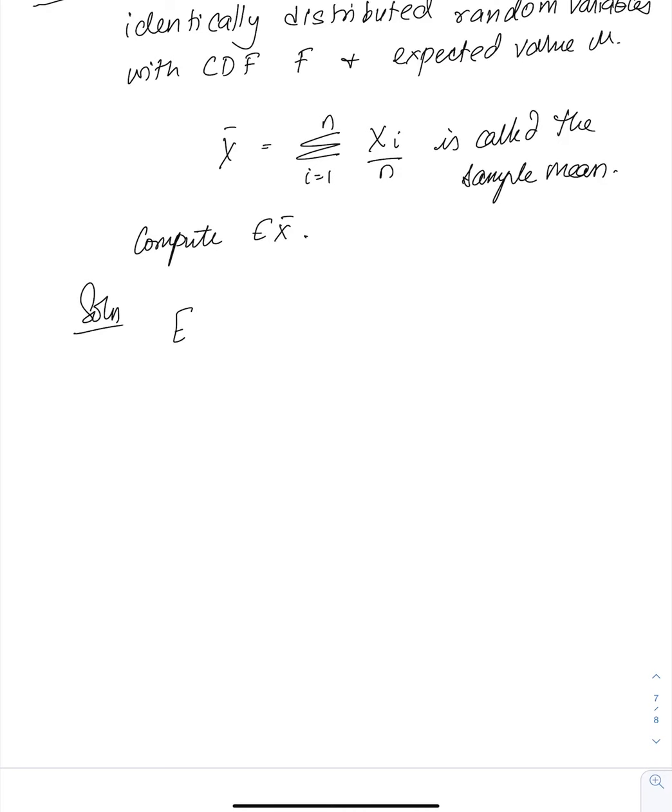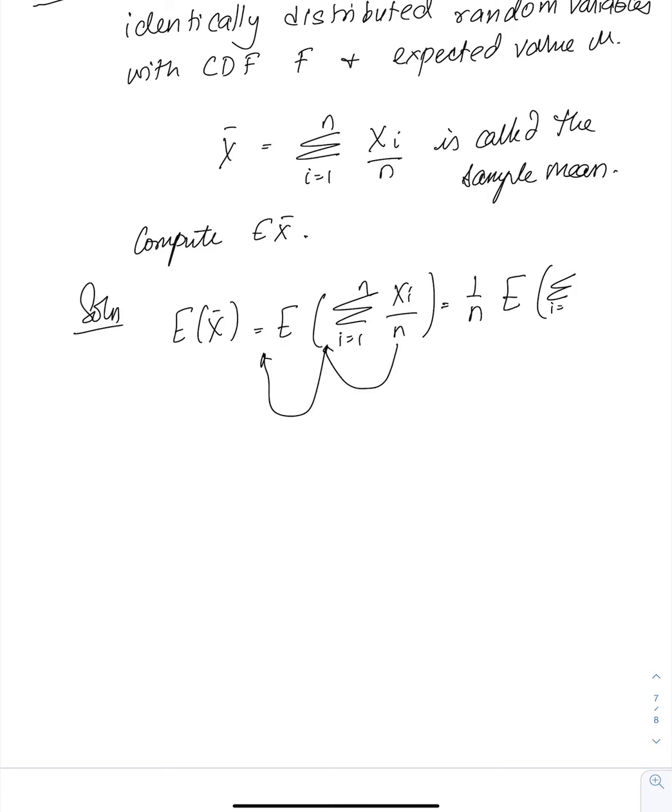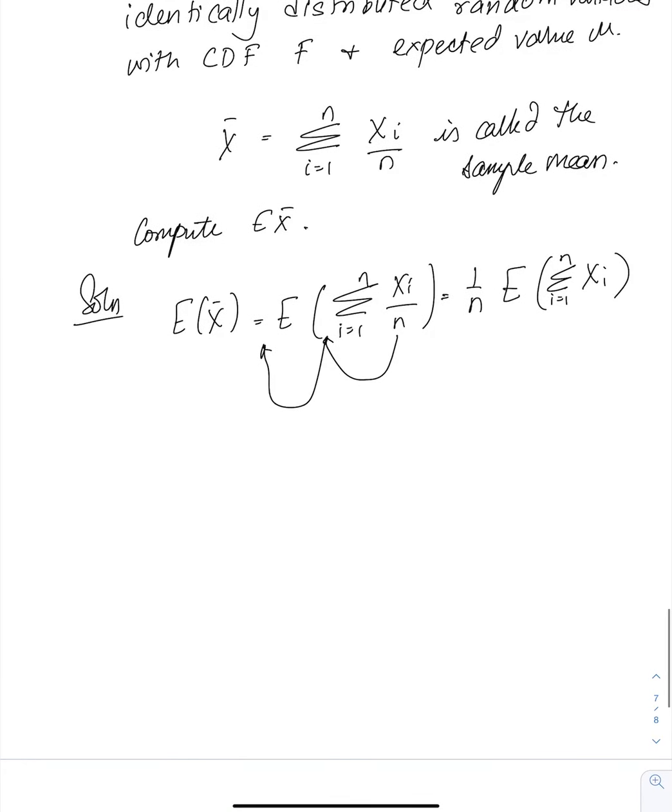All right, so what is the expected value of X bar? Well, I'll just write it out. You have the expectation of the sum, i equals 1 to n, of Xi over n. 1 over n is common to all of them, so you could take it out of the sum, and it's a constant in the expectation, so you could take it out of the expectation. So that's 1 over n times the expected value of the sum of the Xi's.